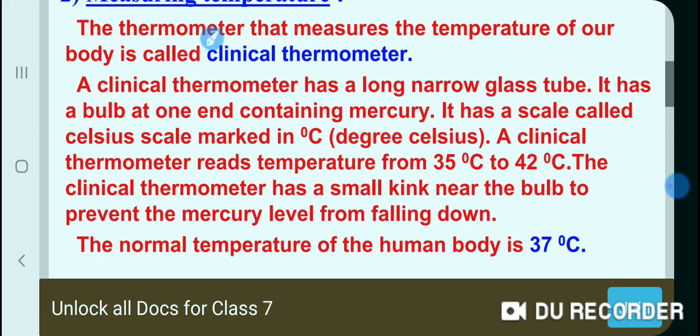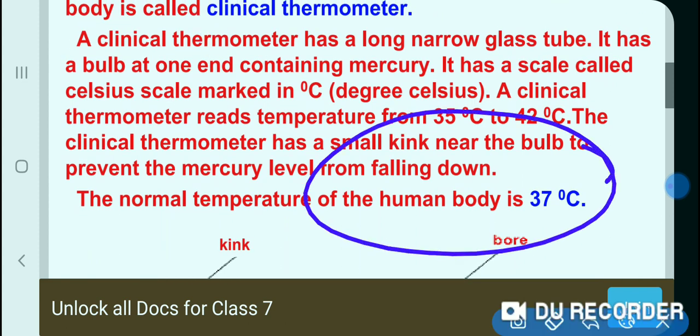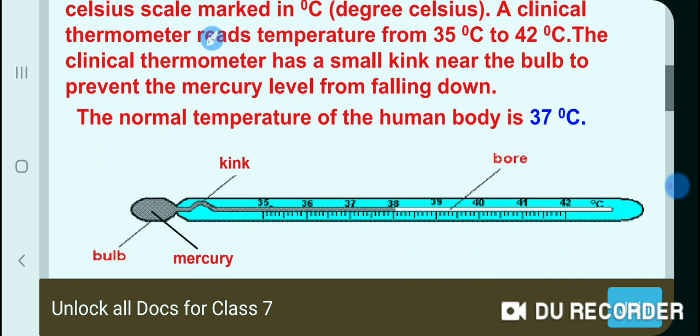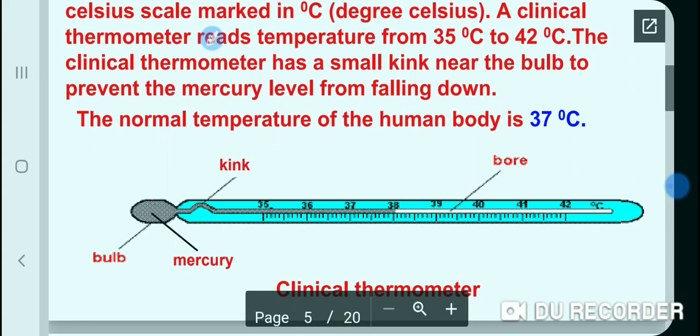Once again, it is often asked in your exam, what is the normal body temperature of the human body? The normal body temperature of the human body is 37 degrees Celsius or 98.6 degrees Fahrenheit.